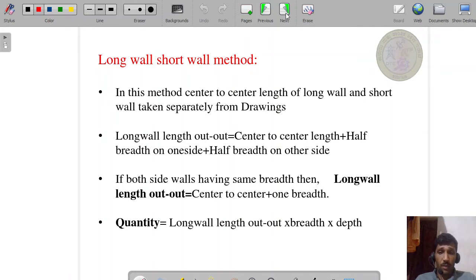In the case of short walls, the length is the center to center length minus half of the breadth on one side and half of the breadth on the other side. Why? Because the half breadth on either side is considered in the case of the long wall. For that reason, we are not counting it in the short walls. How to calculate the quantities? Quantity is equal to the long wall length, outer to outer, into breadth into depth. By using this, we can compute the quantity.